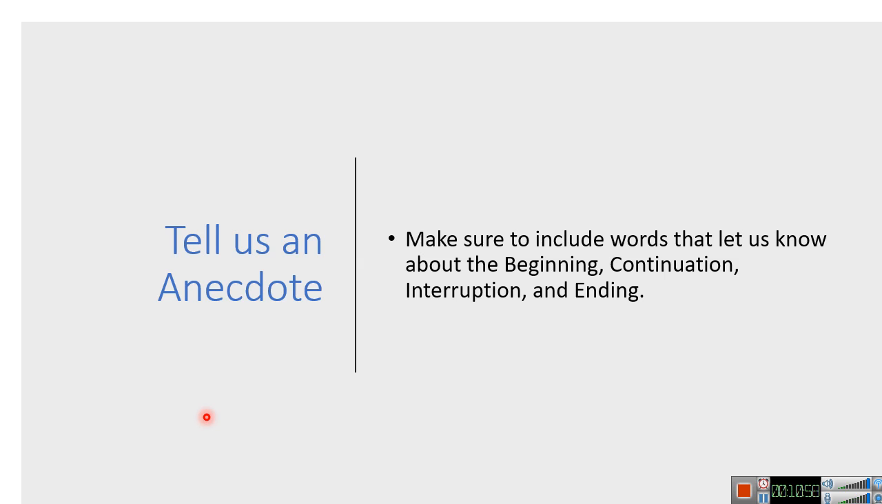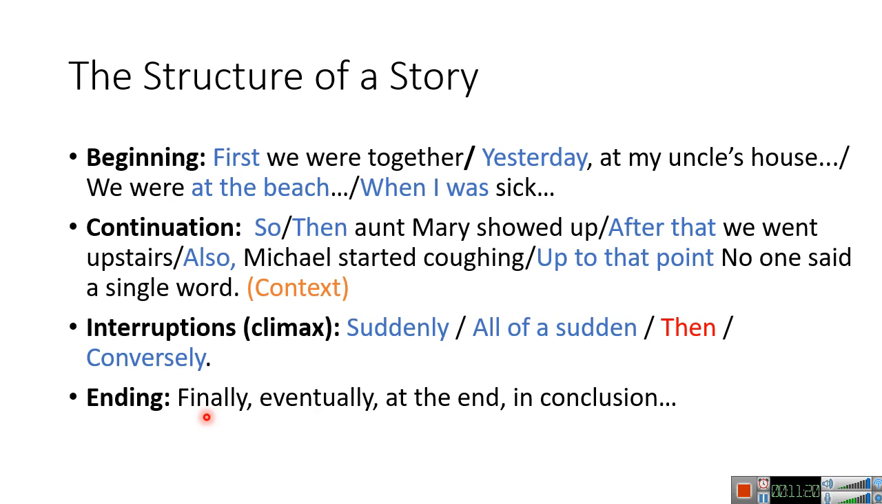All right. So let's make an exercise using those words. Jessica, I'm gonna please ask you to tell me an anecdote. Make sure to include the words that let us know about the beginning, the continuation, the interruption, and the ending. I'm gonna go back to the slide so it's easier for you. And when you're ready, tell me your anecdote. Okay. One moment, please. Give me a minute. Yeah, I'm gonna give you 2 minutes for that. Okay, good. Thank you.